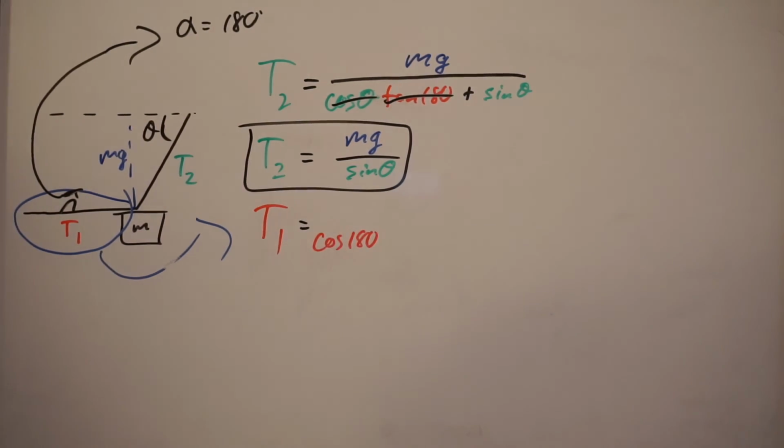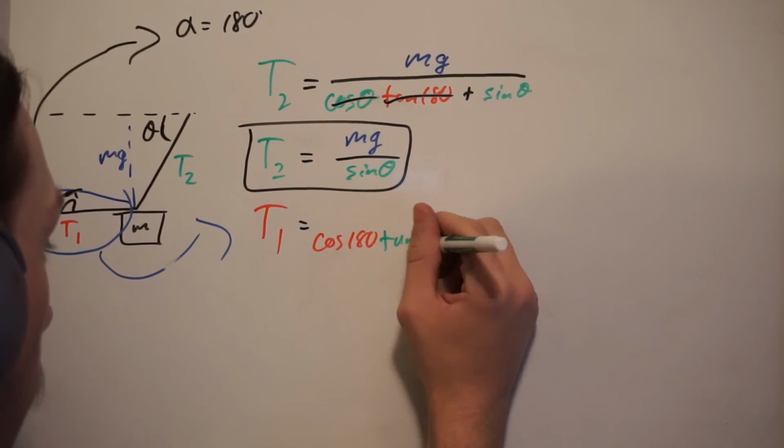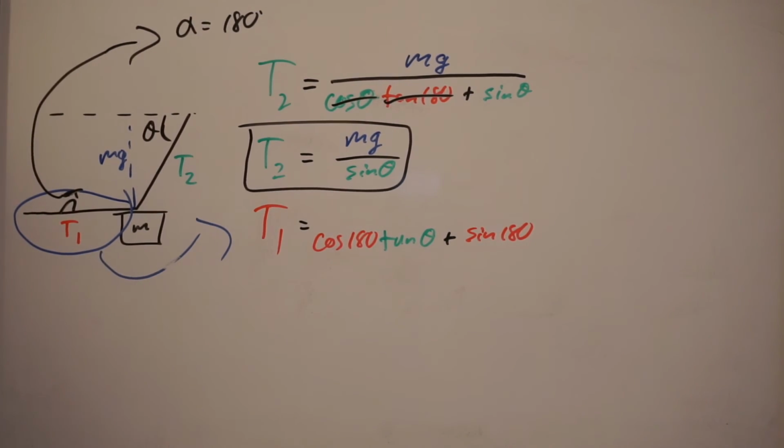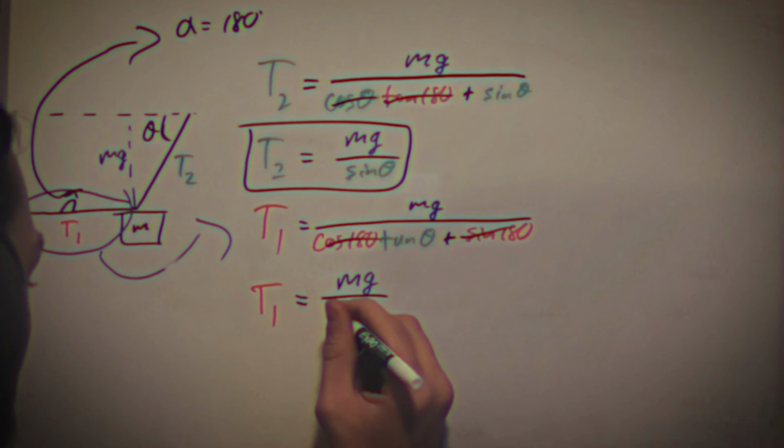Well, let's do it for T1 as well. If we're defining T1 as the hypotenuse, then we get T1 equals mg over the cosine of the adjacent angle, 180, times tangent of the opposite angle, theta, plus the sine of 180, because 180 is our adjacent angle. Cosine of 180, well, that simplifies to 1. So I was wrong. I goofed up. Cosine of 180 is actually -1, not +1, but this does still work. It's just a little more complicated and mind-bending.